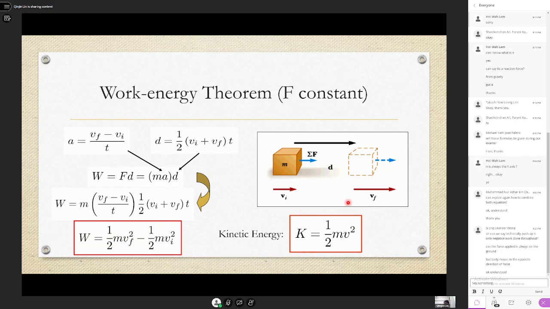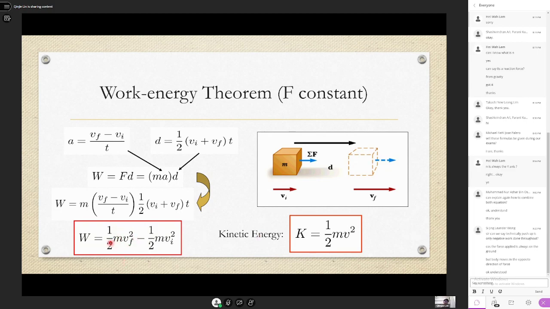So kinetic energy, as the name suggests, is energy associated with motion. Whenever things are moving, when there's a velocity to it, there is some kinetic energy. When it is totally at rest, it's stopped, there is no kinetic energy. So kinetic energy is energy associated with motion.